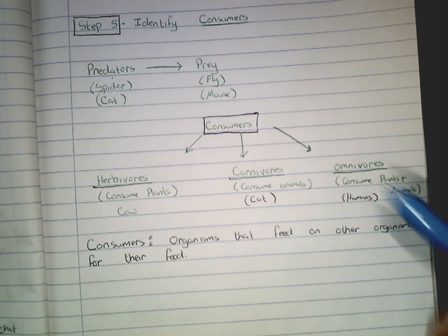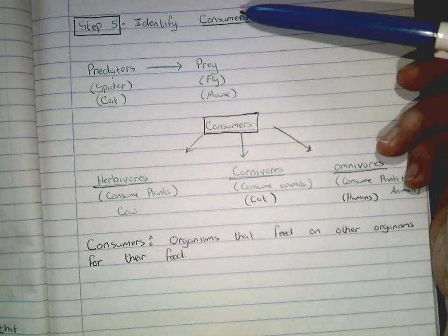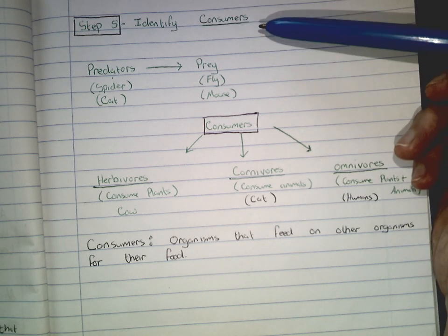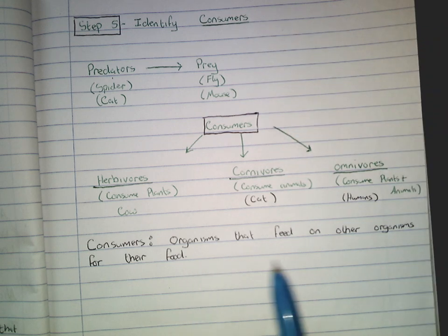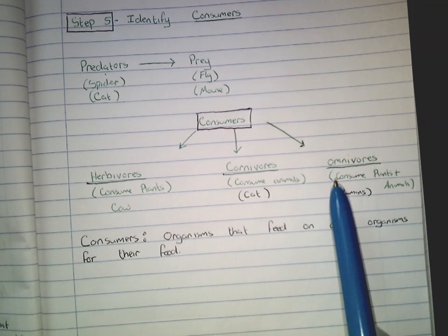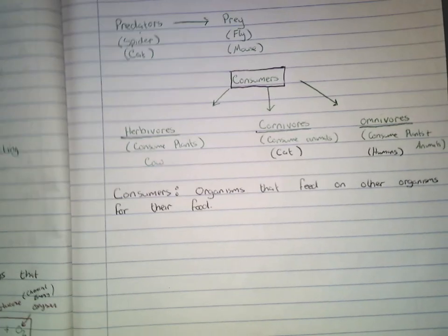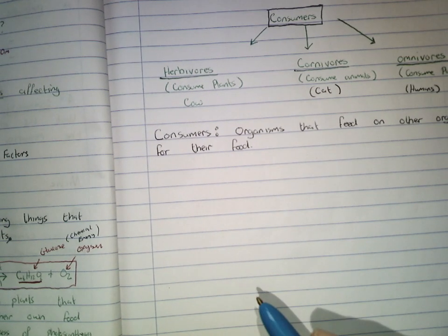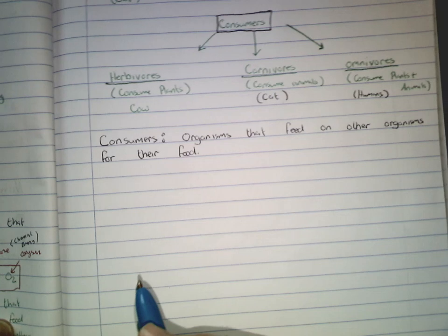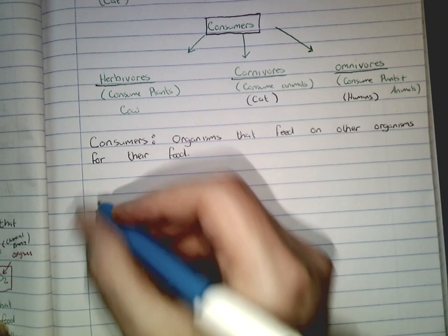So in the last lesson we looked at step 5 in the habitat study process, where we looked at identifying consumers. And consumers are, as we said, organisms that basically eat other organisms for food. There are different types of consumers, and then we have predator and prey. Now, step 6: what we need to do in step 6 is identify these things called decomposers.